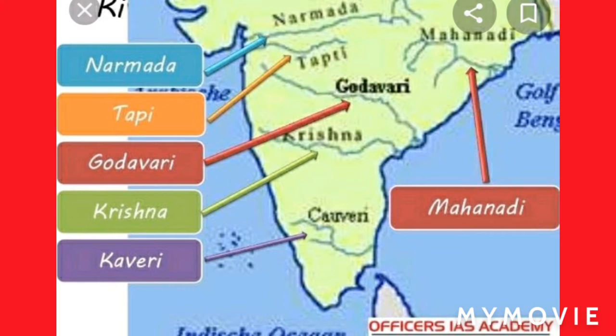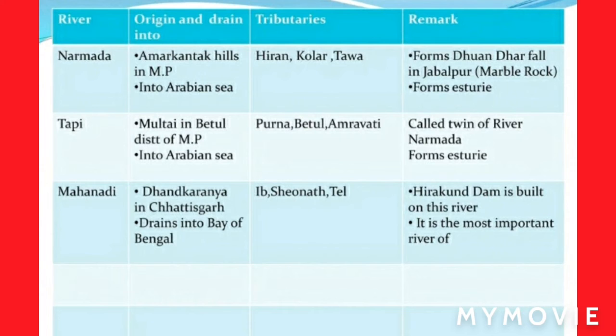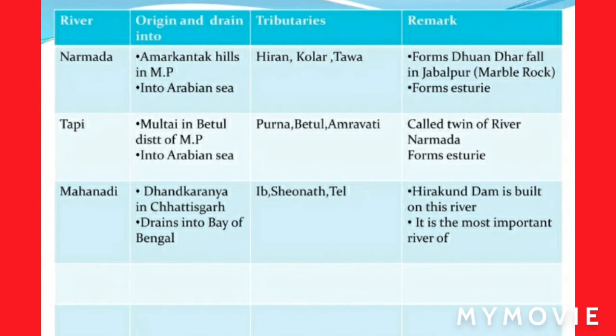Now let us start with the first river basin of peninsular India, that is the Narmada basin. The Narmada rises in the Amarkantak hills in Madhya Pradesh. It flows towards the west in a rift valley formed due to faulting. On its way to the sea, the Narmada creates many picturesque locations. All the tributaries of Narmada are very short and most of these join the main stream at right angles. The Narmada basin covers part of Madhya Pradesh and Gujarat.